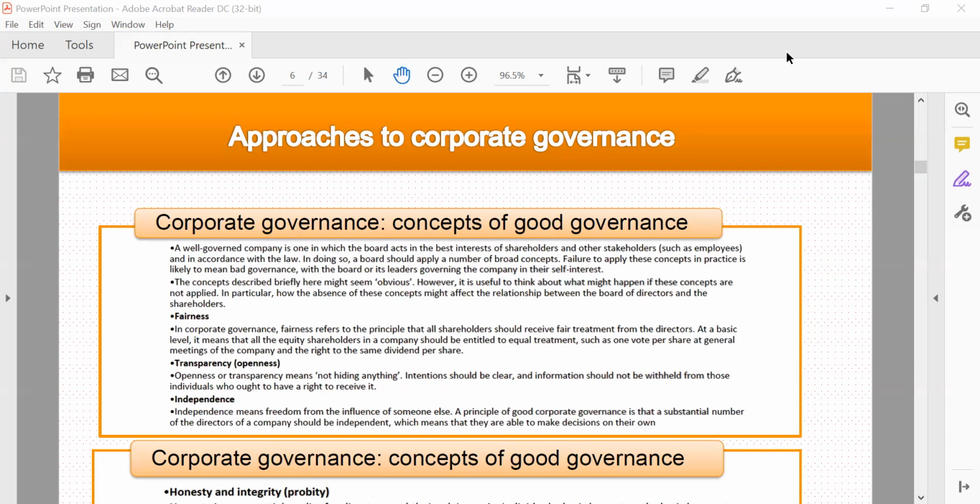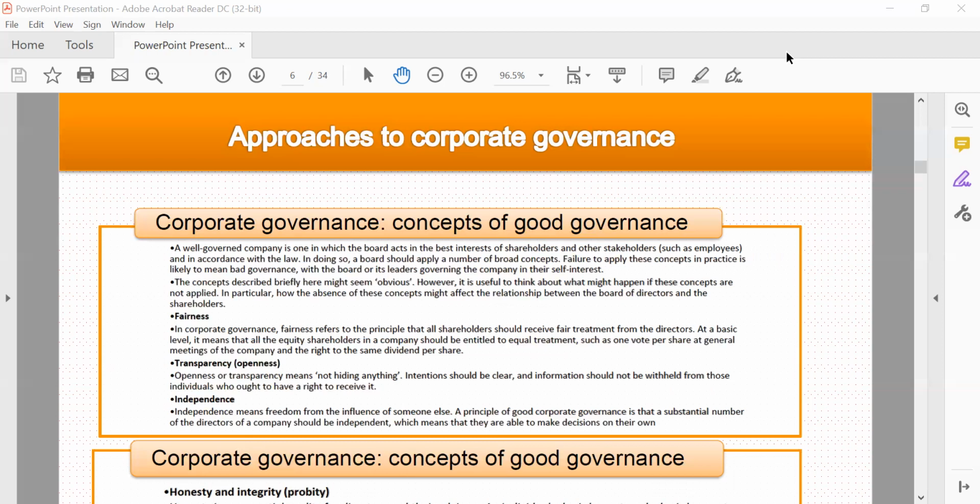This is very, very important. Let me repeat it again. A well-governed company is one in which the board acts in the best interest of shareholders and other stakeholders, and also in accordance with the law. In doing so, a board should apply a number of broad concepts, right? If you are going to act in the best interest of shareholders and other stakeholders, the board should apply a certain number of broad concepts.